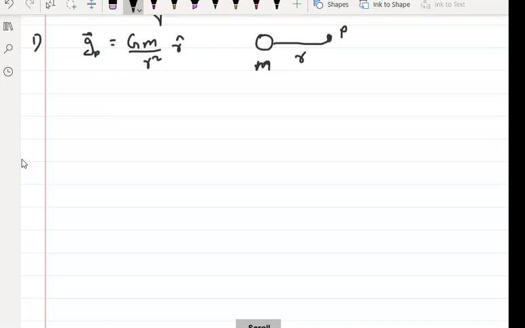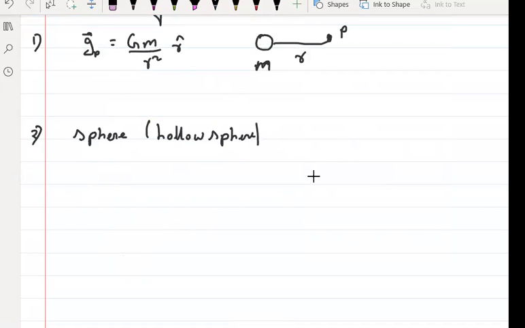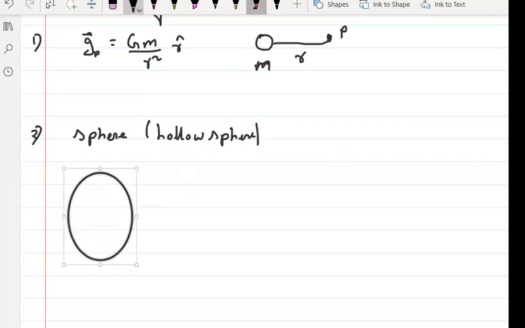Now, just think about the second case. I'm taking a sphere, and I'll go in the order of difficulty, a sphere, and that too, a hollow sphere. Now, what is the meaning of hollow sphere? Tell me, what is the meaning of hollow sphere? It means it is a thin spherical shell. It is your thin spherical shell. There's nothing inside that sphere, right, everyone? There's nothing inside that.